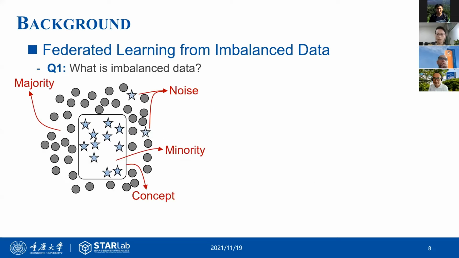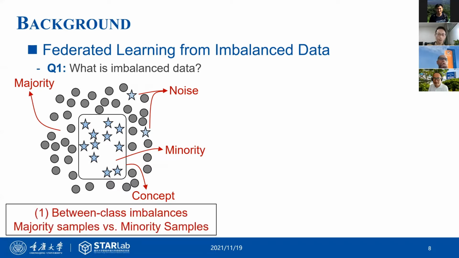Technically speaking, any data set that exhibits an unequal distribution between its classes can be considered imbalanced. For example, in our picture, the gray circles represent the majority samples, and the blue stars are the minority samples. There is only one concept in the data space. Obviously, in terms of quantity, there is an imbalance between the majority and minority. We call this kind of imbalance between-class imbalance.